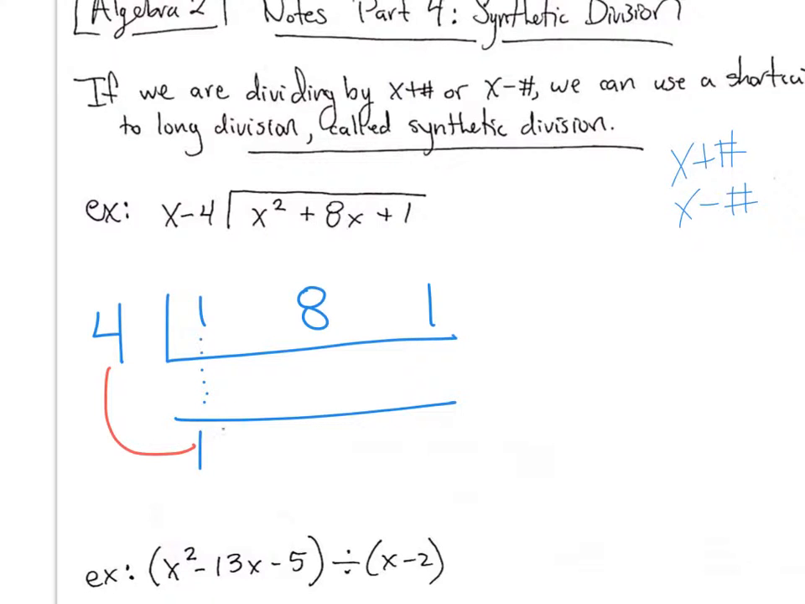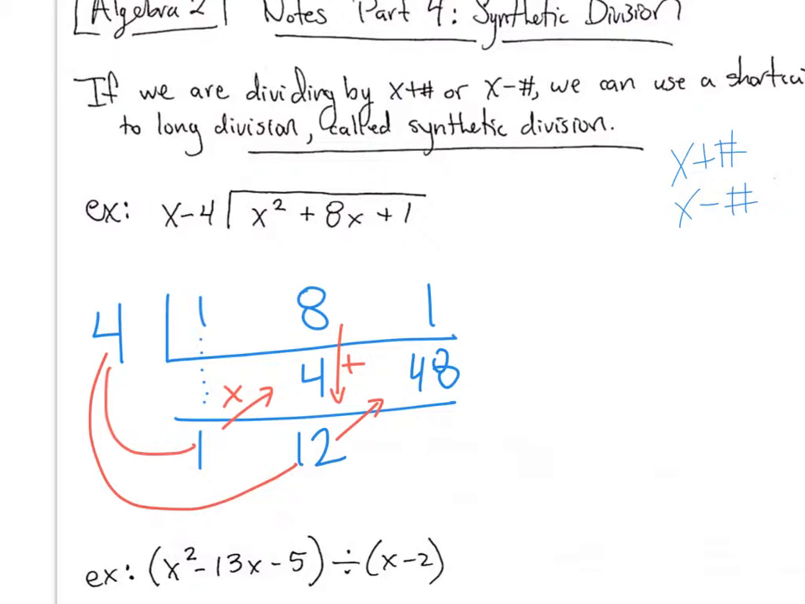And then when we fill in the next number, we multiply. So that's 4 times 1, which is 4. And then when we're moving down here, so that was times, and then we add. And we add because we changed the sign of this so that it works out. So 8 plus 4 is 12. And then we're going to multiply. 4 times 12 is 48. And then we're going to add, we got 49.